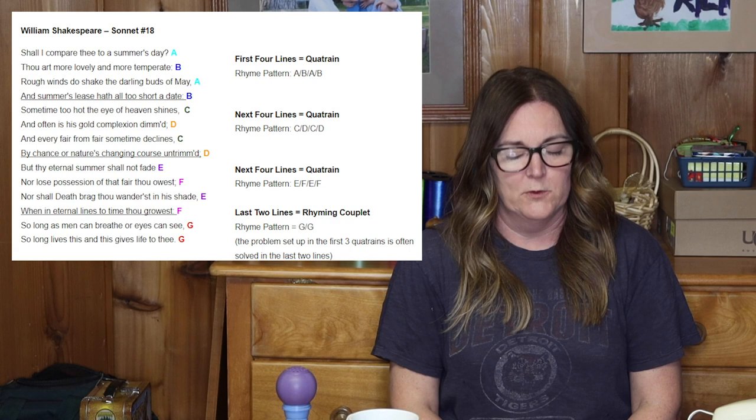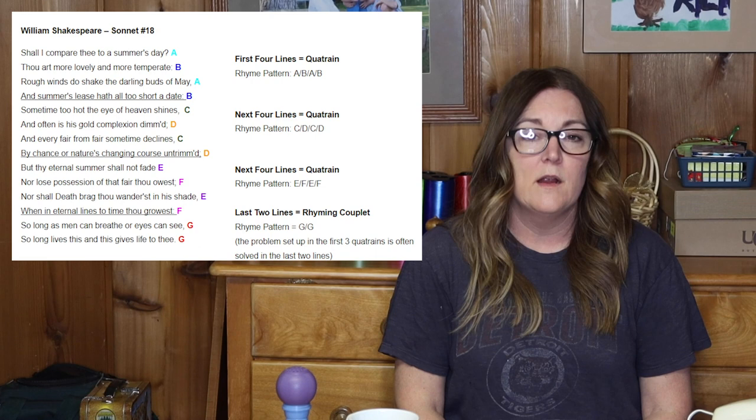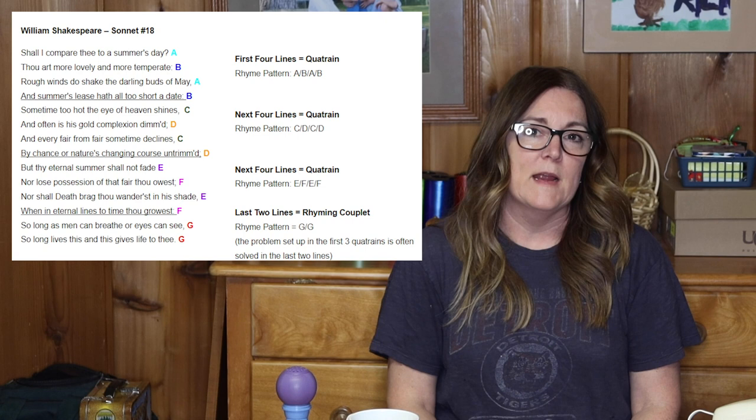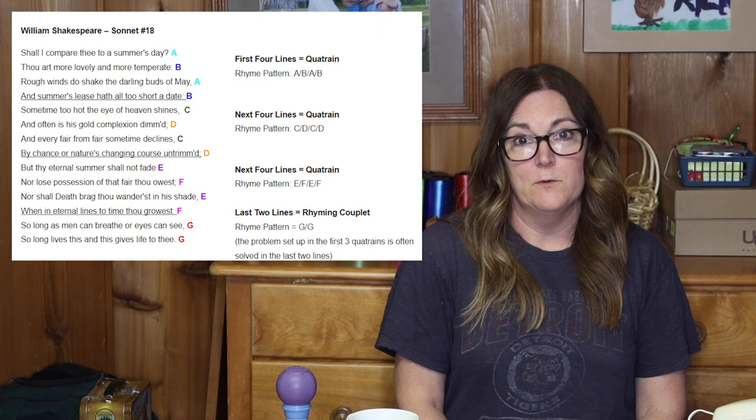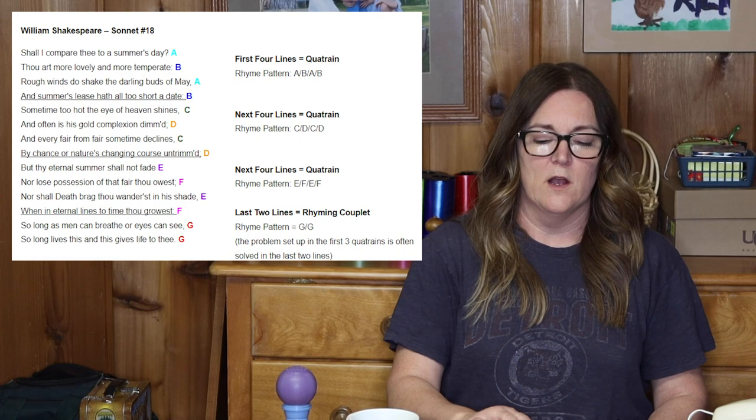Today, we don't think temperate and date rhyme, but there are a couple of possible reasons why they are both labeled B. One is that they may have rhymed in Shakespeare's time. Maybe they pronounced the word temperate so that it did rhyme with date. Or maybe Shakespeare is considering these two words to contain what we call near rhyme.